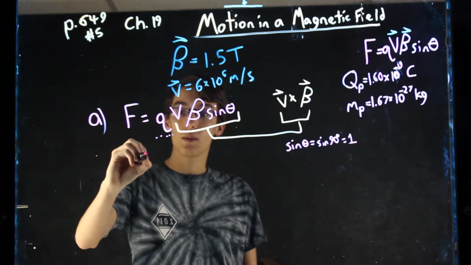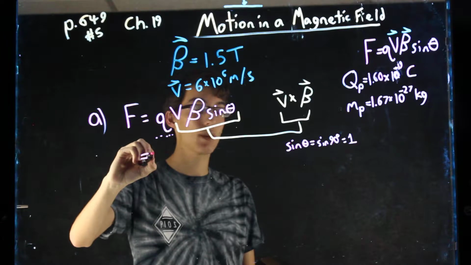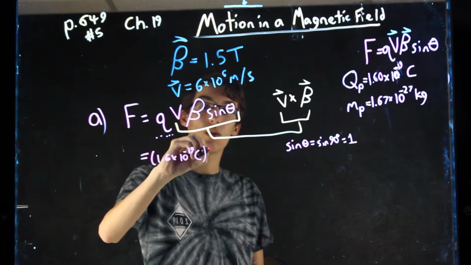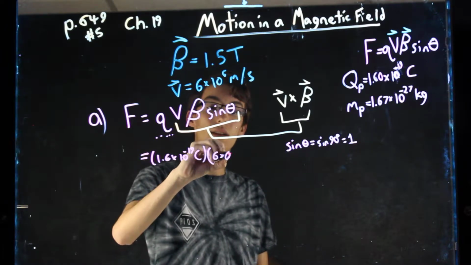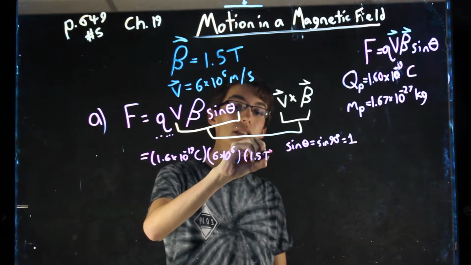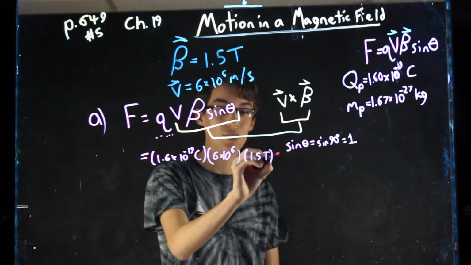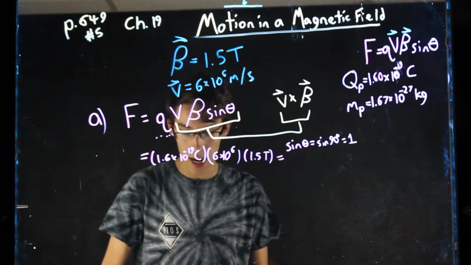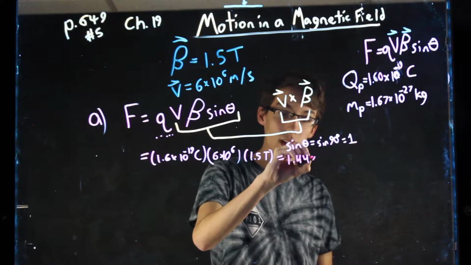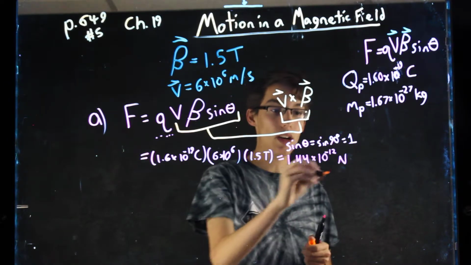Once we know that that is our maximum, we now just plug our values in. We plug in our charge for a proton, which is 1.6 times 10 to the negative 19th coulombs. We plug in our velocity, given to us as 6 times 10 to the 6th. If I could write, that would be nice. And then 1.5 teslas. And then sine of theta. We said the maximum force is when that is equal to 1, so we can just ignore that actually. And so that will yield a result of 1.44 times 10 to the negative 12 newtons. So this right here is our maximum force.